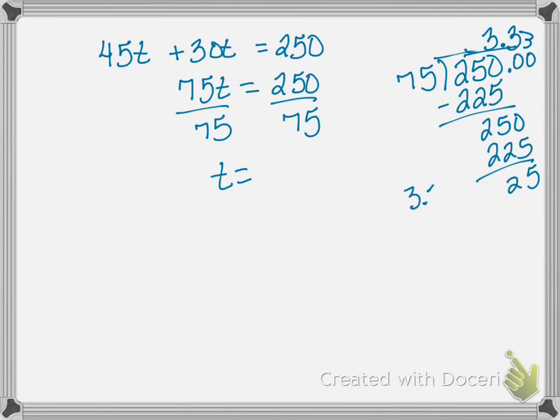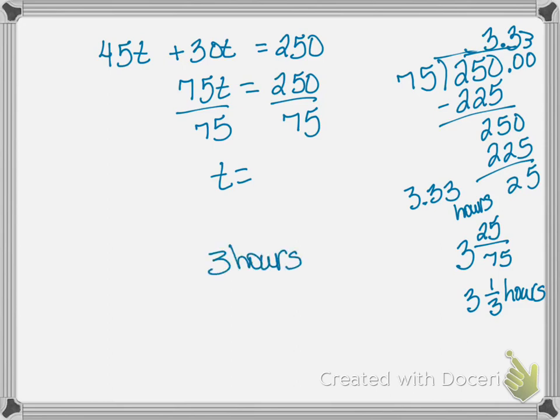And so I have 3.33 hours. The other thing that I could do is I could say, since I've got a remainder of 25, I could say 3 and 25 over 75. And that is 3 1/3 hours. So I will accept 3.33 repeating hours. I'll also accept 3 1/3 hours. I will also accept 3 hours and 20 minutes. Okay? Because 1/3 of an hour is 20 minutes. And so that is an acceptable answer too.